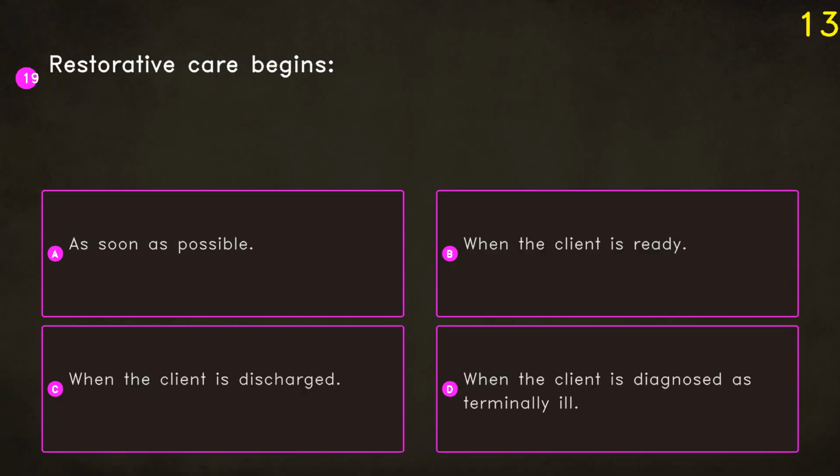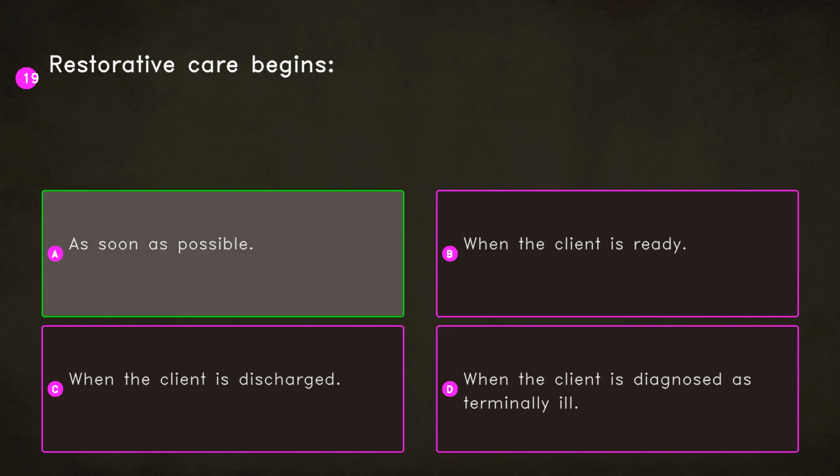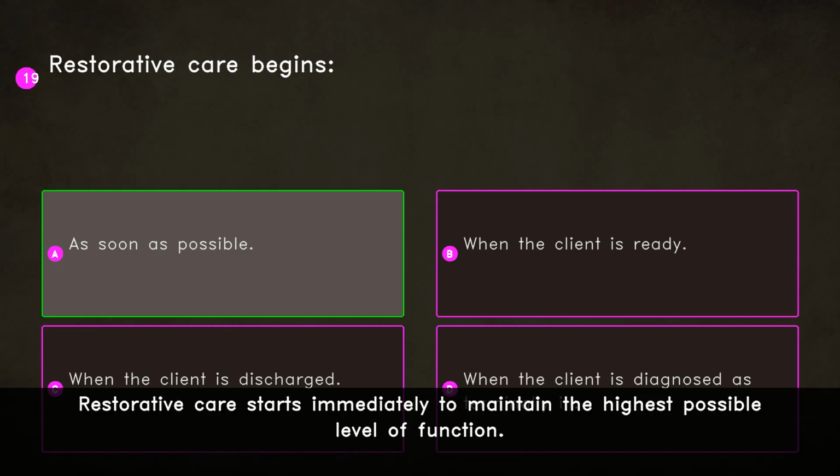Question 19. Restorative care begins: A. As soon as possible. B. When the client is ready. C. When the client is discharged. D. When the client is diagnosed as terminally ill. The correct answer is as soon as possible. Restorative care starts immediately to maintain the highest possible level of function.